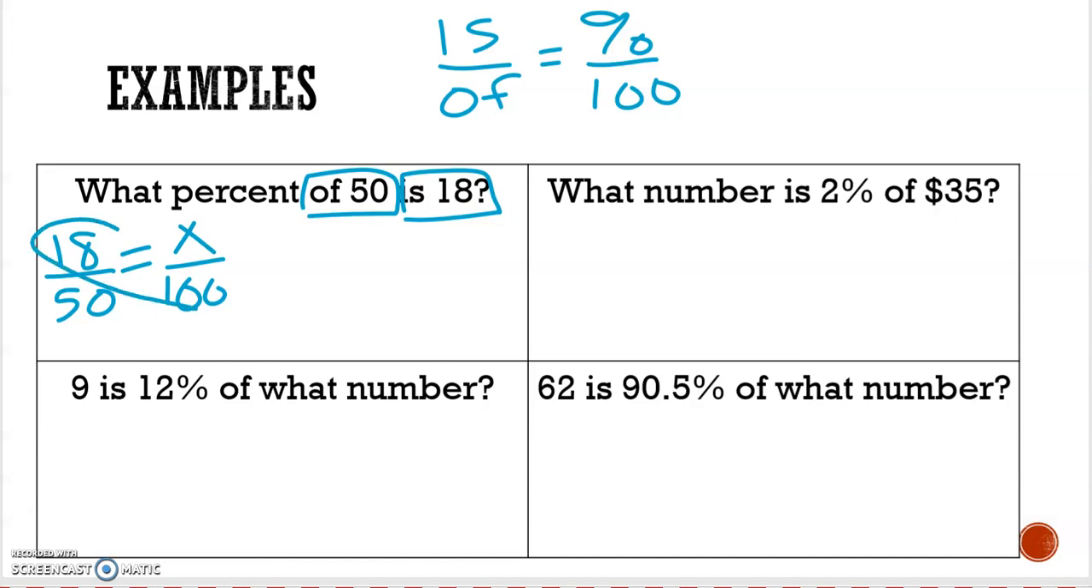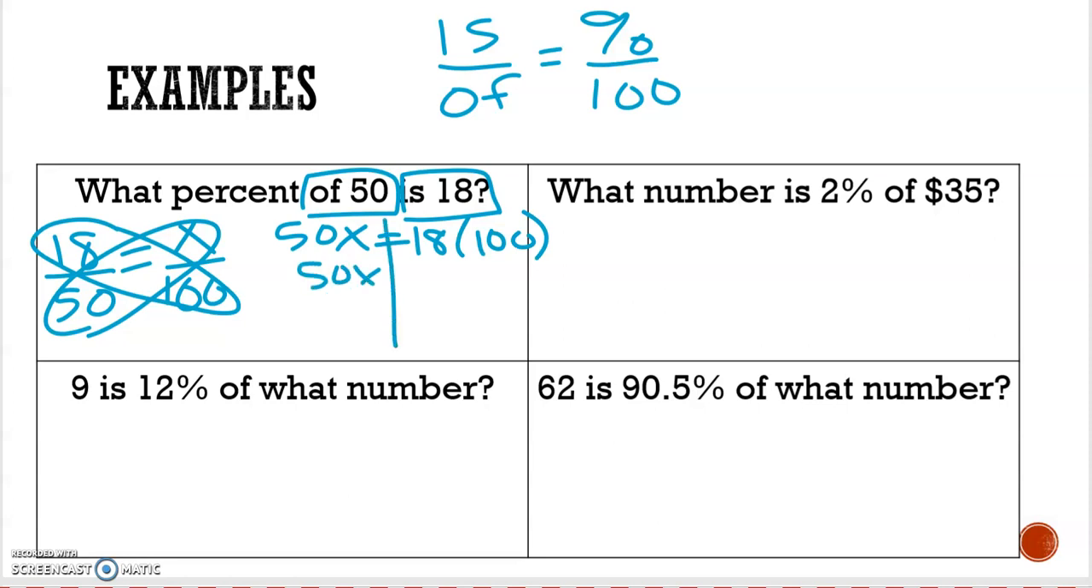Alright, so we have it set up, so we're going to go ahead and do our proportions and cross multiply. So we have 50 times X, which is 50X, and then 18 times 100. Okay, so we have 50X, 18 times 100 is 1800. Oops, that's 1000. 1800, and then we're going to divide both sides by 50 to bring the 50 over. That means X is 36. Now, because the X was in the percent spot, that means I need to add a percent sign to the end of my problem. So 36%.